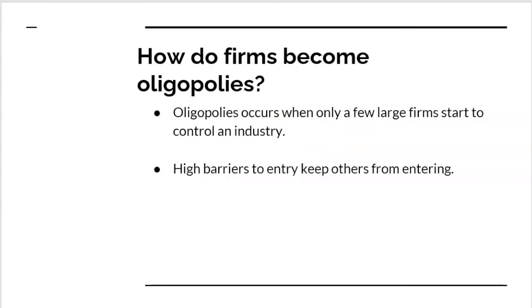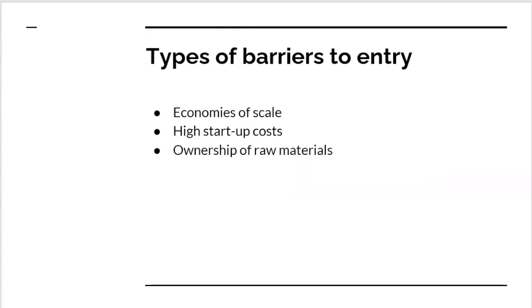And so how do firms become oligopolies? Well, oligopolies only occur when there are a few large firms that start to control an industry, right? So think of the cell phone market or the oil or gas market. Those are oligopolies. And so once these few firms start to control an industry, the high barriers to entry keep other firms from entering, which keeps control of the market under these several large firms.